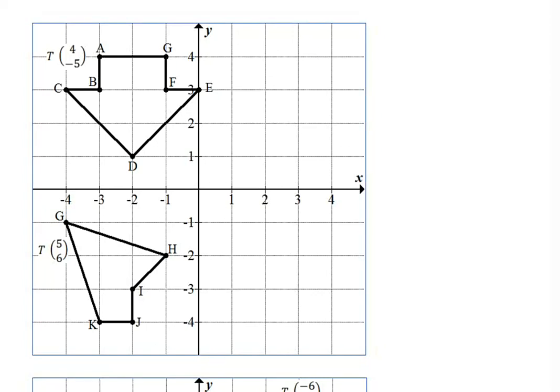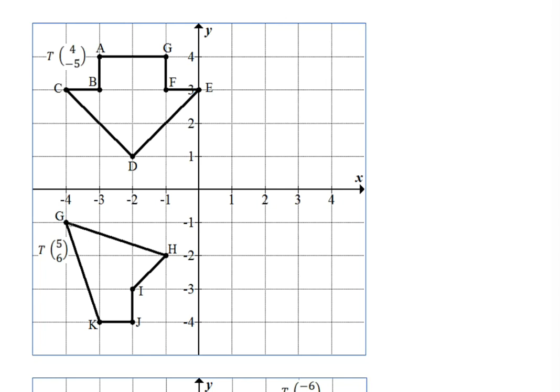I don't think we're going to do this in its entirety, but in both instances, we're going to translate the shape. The translation matrix for the one at the bottom is 5, 6. The top value describes horizontal movement, and the bottom value describes vertical movement. So the translation vector is 5, 6, which means I need to move this entire shape 5 units to the right and 6 units vertically upwards.